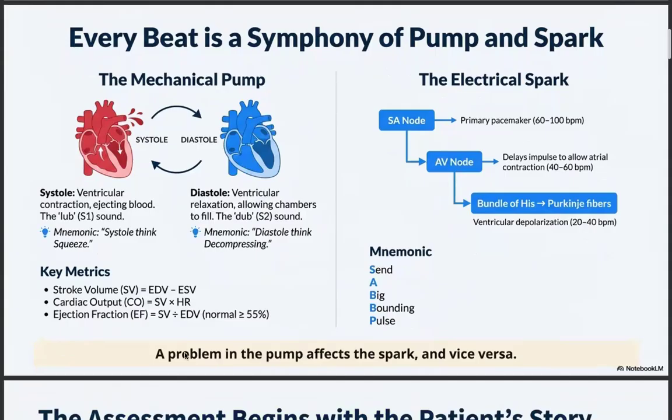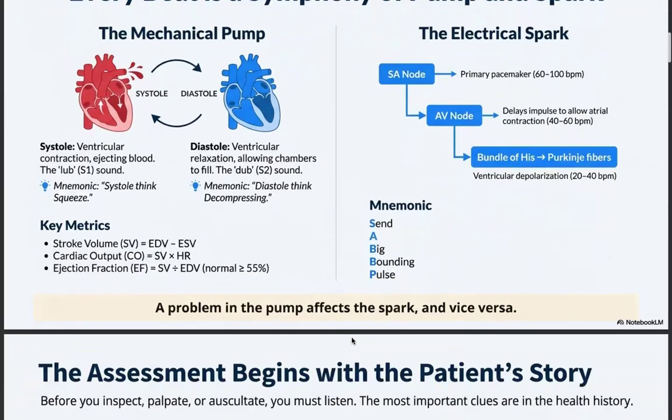And then I need you guys to remember this also. A problem with how our heart is pumping can affect the electrical conduction of the heart, but also the electrical conduction of the heart will also affect the pumping. So these are a symbiotic relationship. They both need to be functioning properly to have a healthy and functioning heart.